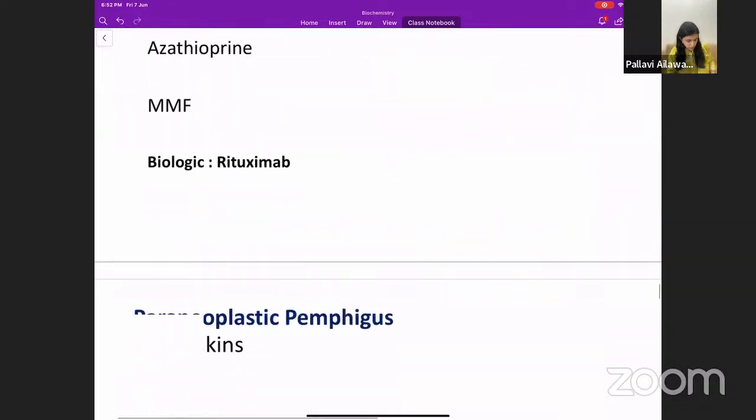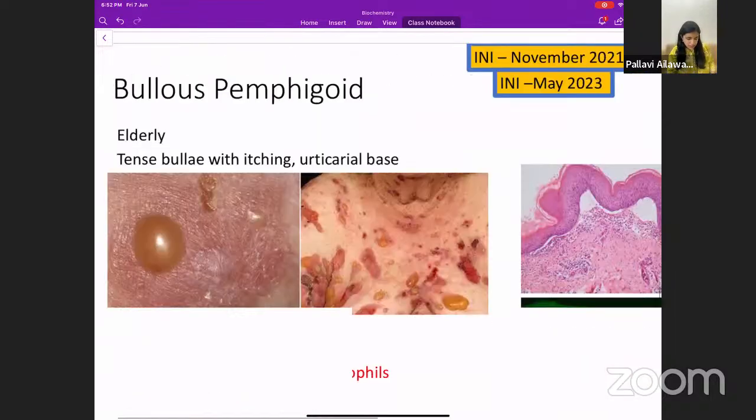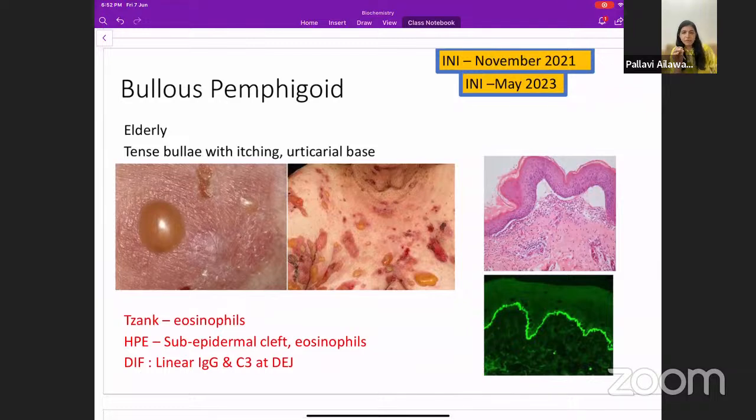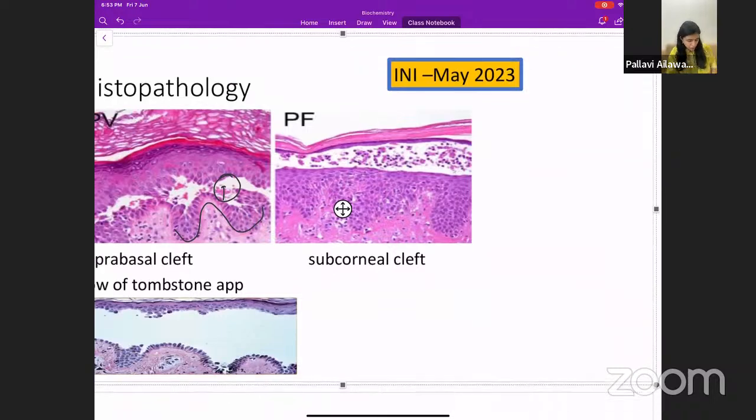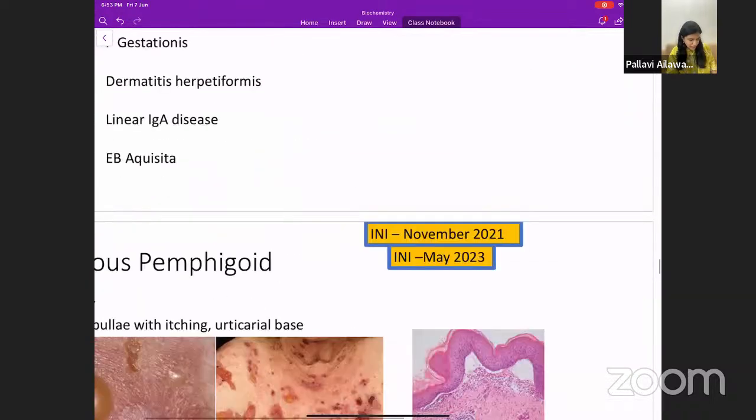Then we come to pemphigoid. See, in pemphigoid, the first thing that you have to catch in the question is that this is an elderly patient with tense bullae with itching. So in pemphigoid, this is an elderly patient with tense bullae with itching. That in itself will tell you that the patient is suffering from pemphigoid. Okay, that will tell you that this is pemphigoid.